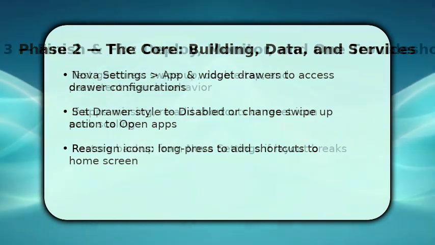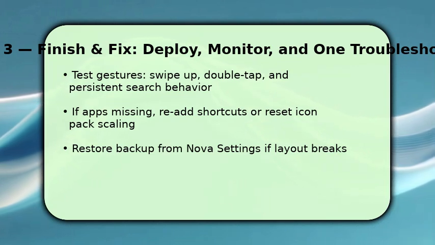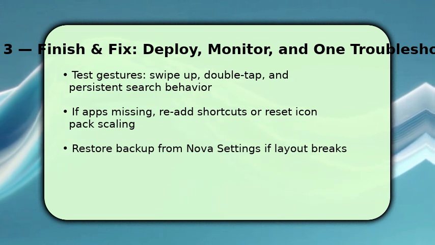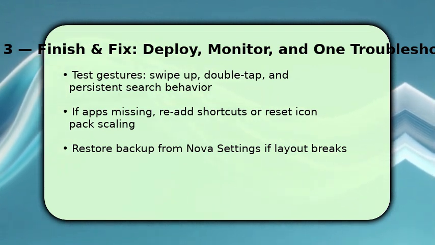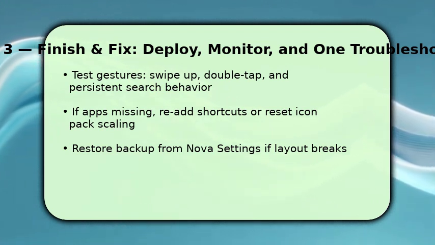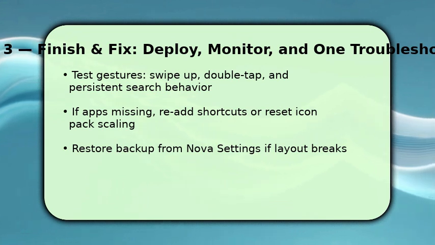Finish by testing each gesture and interaction. Swipe up, double tap, and use the persistent search bar to confirm the drawer no longer appears. If apps are missing from the home screens, manually re-add shortcuts or check icon pack, scaling, and look and feel so labels and icons fit.